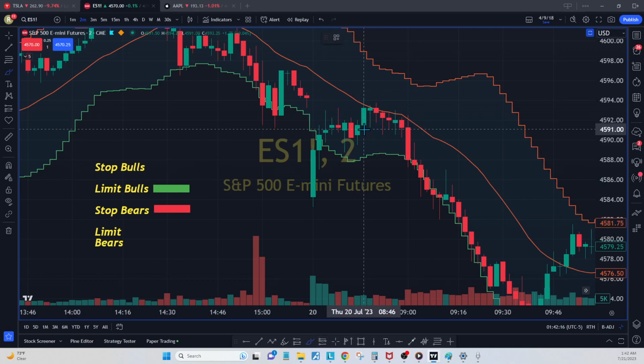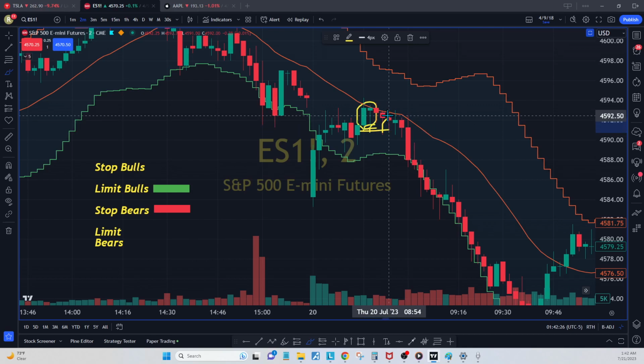You waited until this retraced to the bottom of this and you bought, and that's the last time they made any real money. Because when it retraced here, what happened? It went up a tiny little bit, came right back down. Same thing here, went up, came right back down.